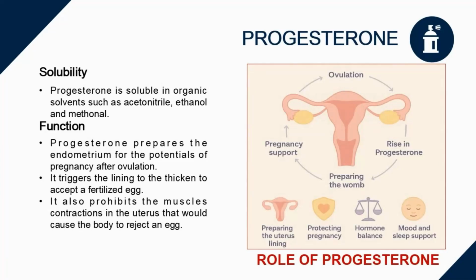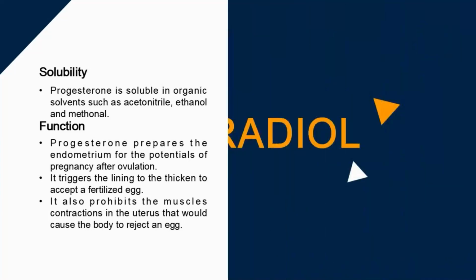Progesterone prepares the endometrium for the potential of pregnancy after ovulation. It triggers the lining to thicken to accept a fertilized egg. It also prohibits the muscle contractions in the uterus that would cause the body to reject an egg.